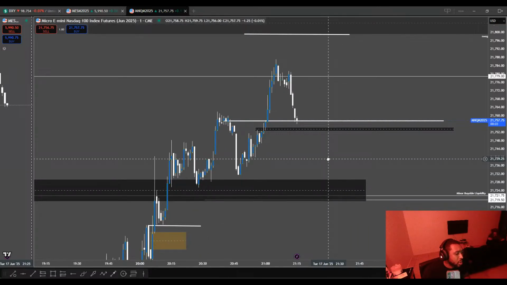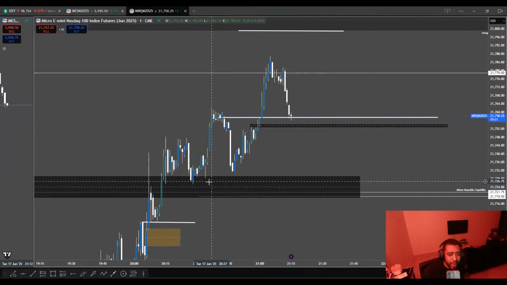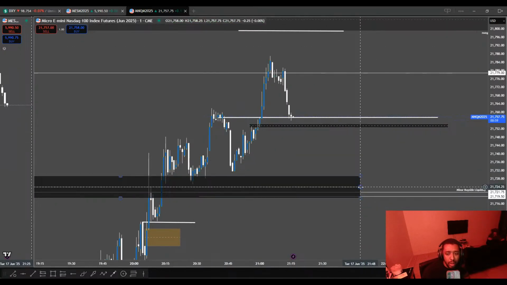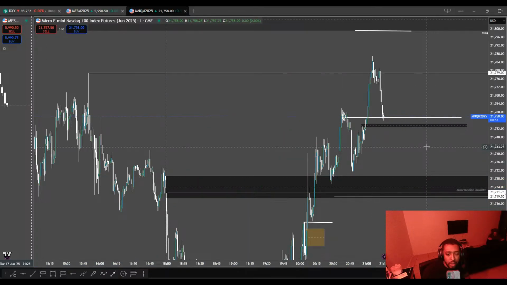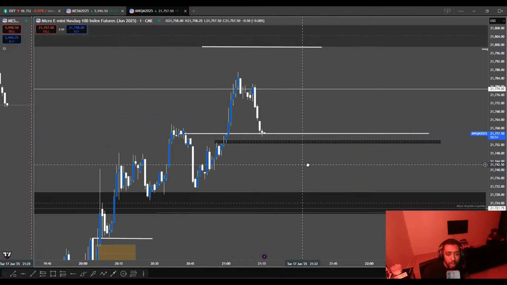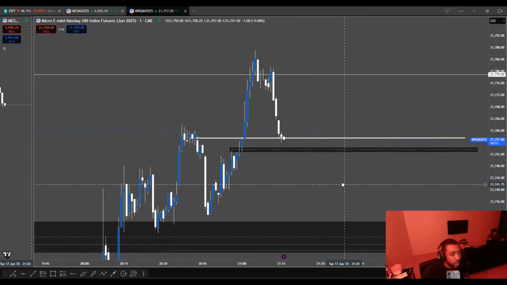Oh my God, this is gonna be a perfect trade. Whenever it gets down here and sweeps these lows, it's gonna bounce here. Yeah, man, this is another potential bounce area if it gets down there.